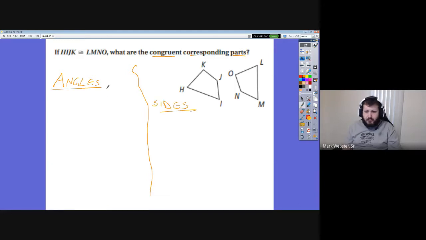It doesn't matter if you do that or not, as long as you have all the congruent corresponding parts. And this is a four-sided figure. So there's 1, 2, 3, 4 sides, 1, 2, 3, 4 angles. So in order to get all the points for this problem, there better be 4 pairs of sides, 4 pairs of angles, so 8 statements total.